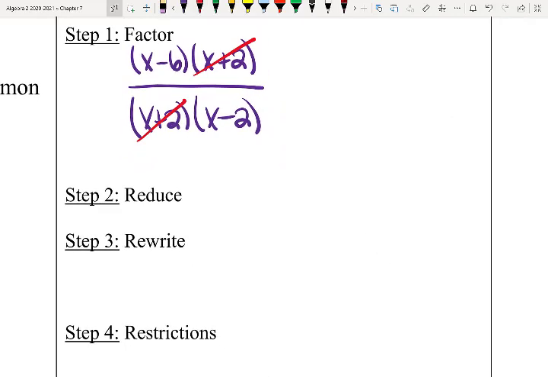So after I've canceled out my x plus 2 up top, all I'm left with is x minus 6. And all I'm left with underneath is x minus 2. And that's my final simplification for that expression.